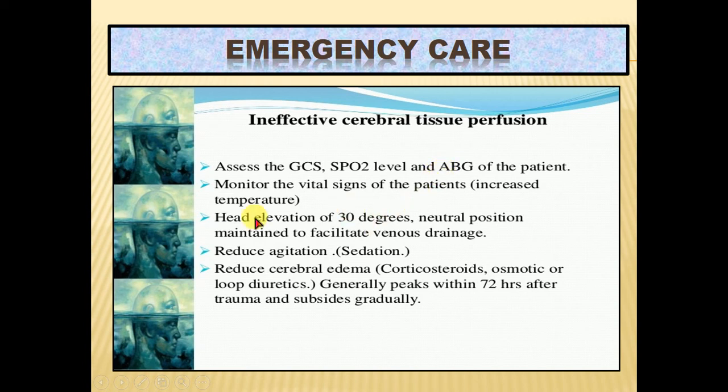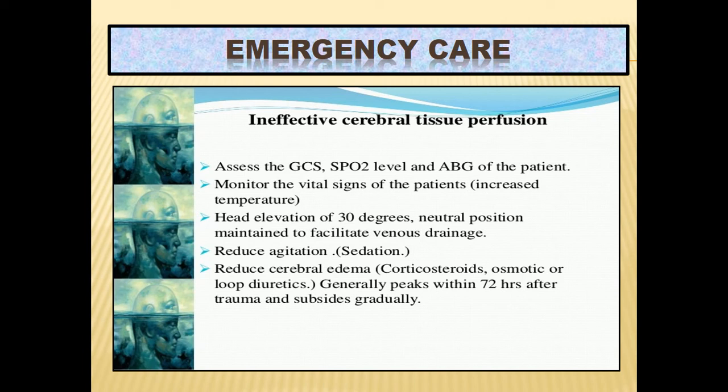Okay. Next we need to monitor vital signs, and many of the patients will have fever because the hypothalamus is affected and the temperature is usually not regulated properly. Okay. Next is head elevation of 30 degrees. A neutral position is maintained to facilitate venous drainage. Okay. Studies have found, and it is now clear, that for every 10 degree increase of head elevation, intracranial pressure decreases by 1 mm of Hg, and cerebral perfusion pressure decreases by 2 to 3 mm of Hg. Okay. I will repeat it once again.